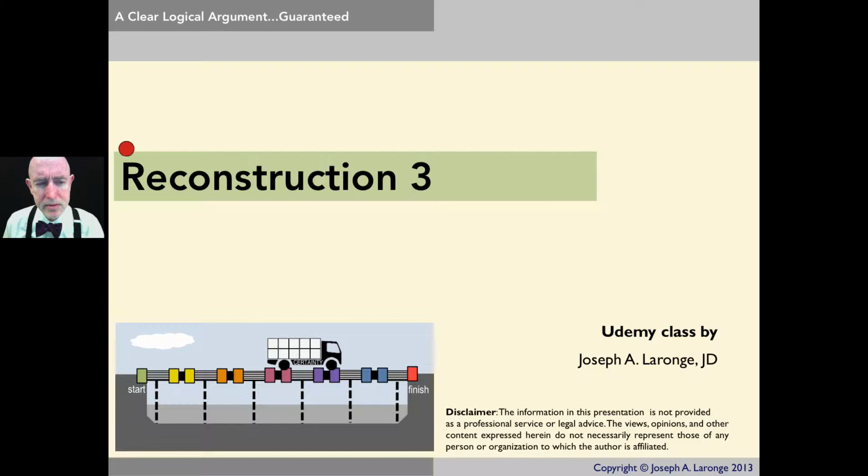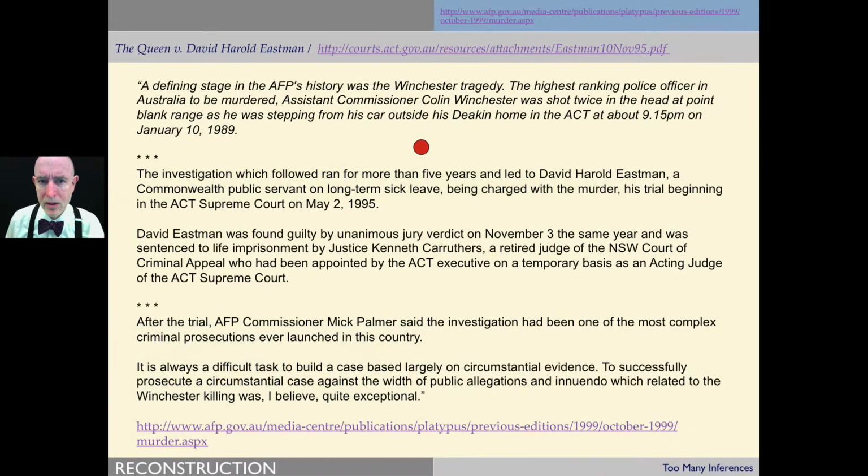In this segment, it's called Reconstruction 3, we're going to go through an argument reconstruction process. If you recall from the first two, we're going to be dealing with lines of reasoning from a court case, the Queen versus David Harold Eastman. The decision can be found at this link. This is the link to an article that explains in some detail the evidence in that case.